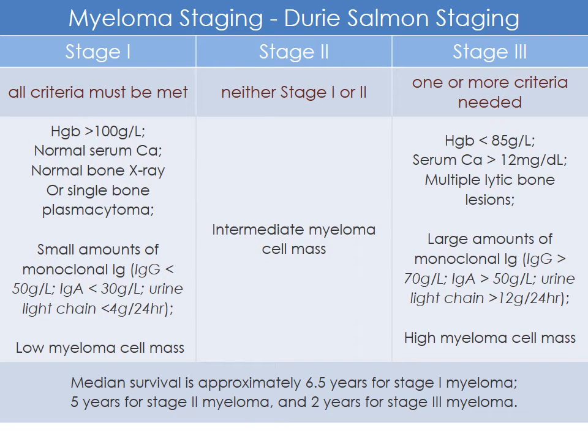In stage 1, the patient will not be anemic. So hemoglobin will be more than 10 with normal serum calcium, bone marrow extent or single plasmacytoma. Only there will be a small amount of monoclonal immunoglobulin with low myeloma cell mass. In stage 3, the patient will have anemia along with hypercalcemia and multiple bone lesions. The monoclonal immunoglobulin is markedly raised with high myeloma cell mass. Intermediate between these two is stage 2. So the staging is Durie-Salmon staging for multiple myeloma.